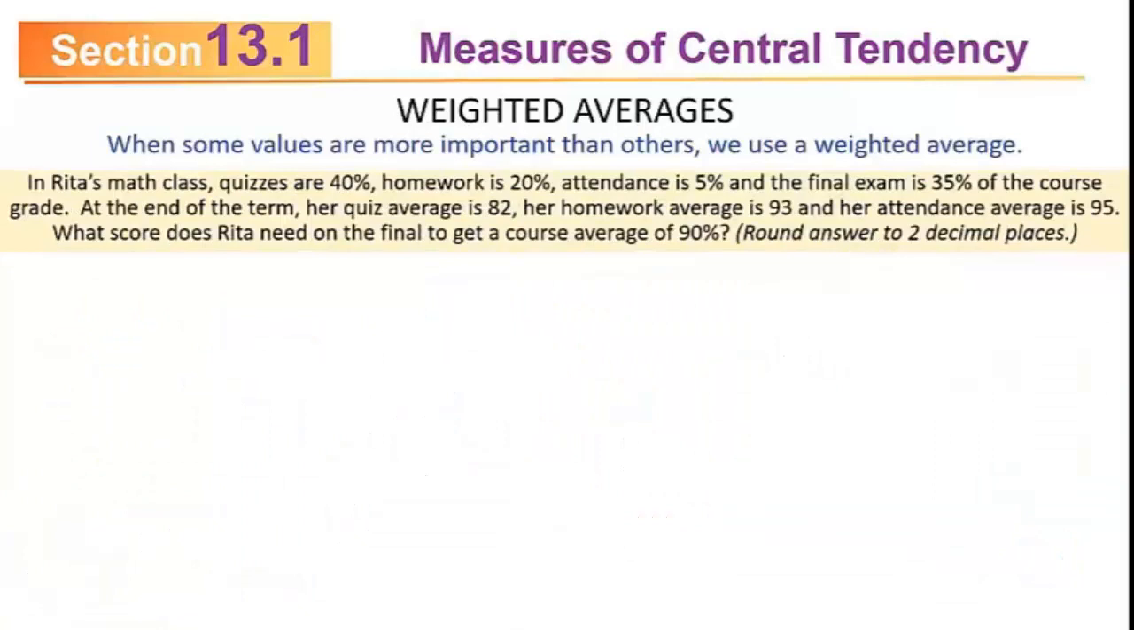Let's look at this problem. In Rita's math class, quizzes are 40%, homework is 20%, attendance is 5%, and the final exam is 35% of the course grade.